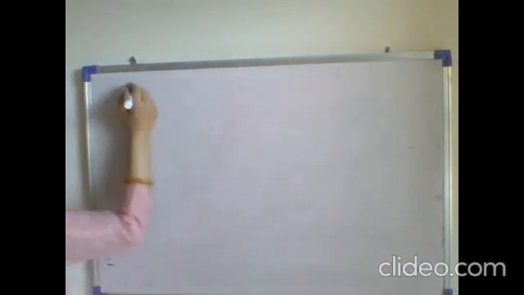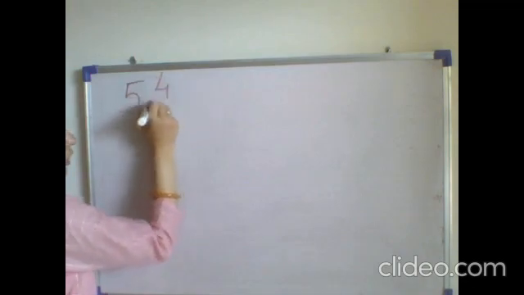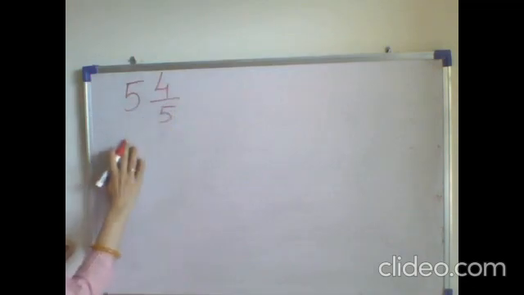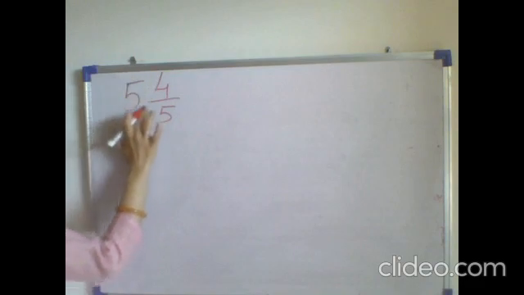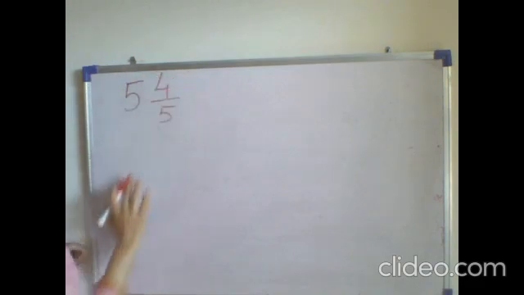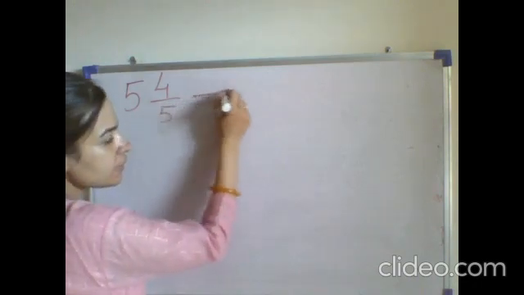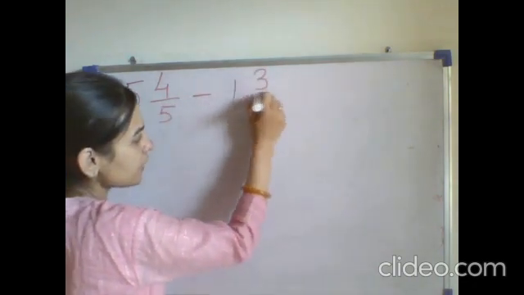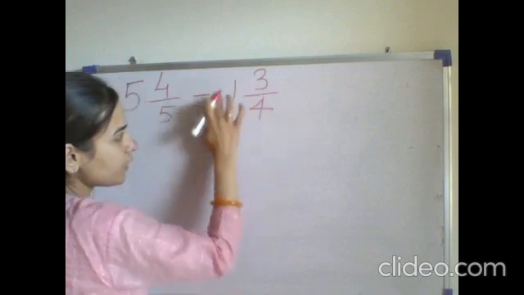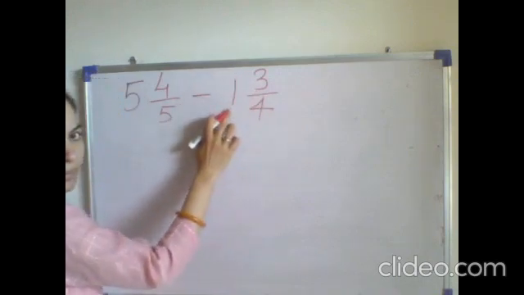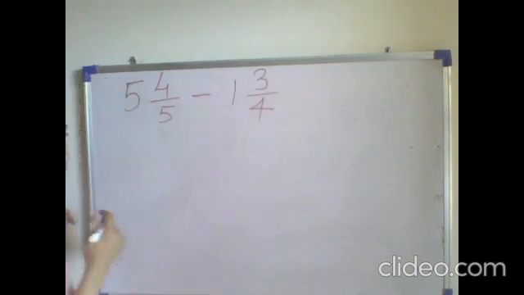I'll be writing the next question, that is 5, 4 upon 5. This is again a mixed number. 5 is the whole number and 4 upon 5 is a fraction. You have to subtract from this 1, 3 upon 4. Here 1 is the whole number and 3 upon 4 is the fraction. So let us do it now.